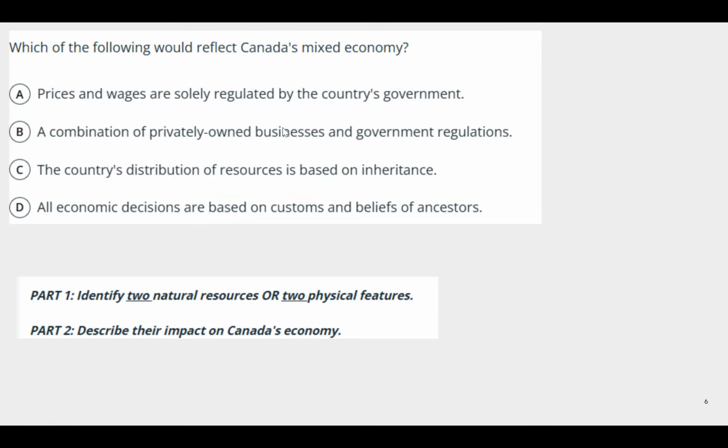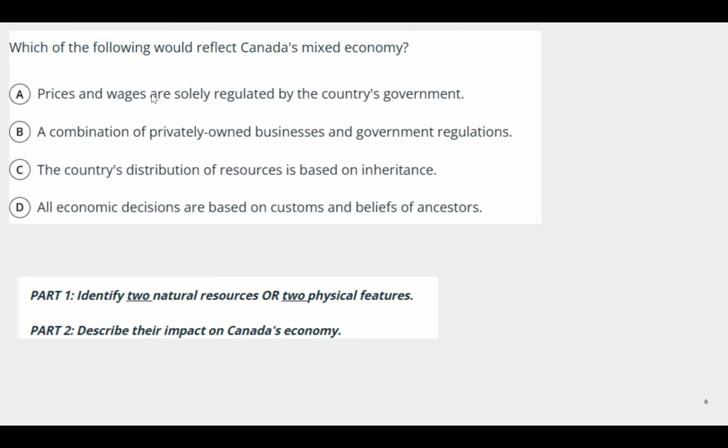Which one of the following would reflect Canada's mixed economy? So Canada has a mixed economy, which is of course closer to market. That means citizens will control the price, whatever they want to make. It's just that the government needs to make sure of safety regulation and things like that. So let's see which one of these is talking about that.